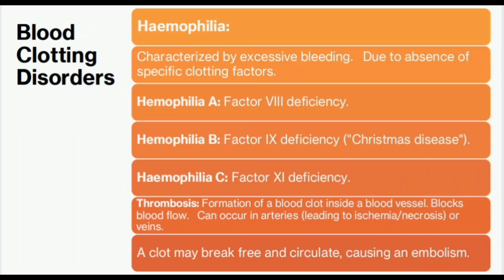Blood clotting disorders. There are certain blood clotting disorders like hemophilia. In that, hemophilia A, hemophilia B and hemophilia C, and also thrombosis. Hemophilia is characterized by excessive bleeding due to the absence of specific clotting factors. If there is a deficiency of factor 8, then hemophilia A can occur. If there is a deficiency of the Christmas factor, then Christmas disease, that is hemophilia B, occurs. If there is a deficiency of factor 11, then hemophilia C can occur.